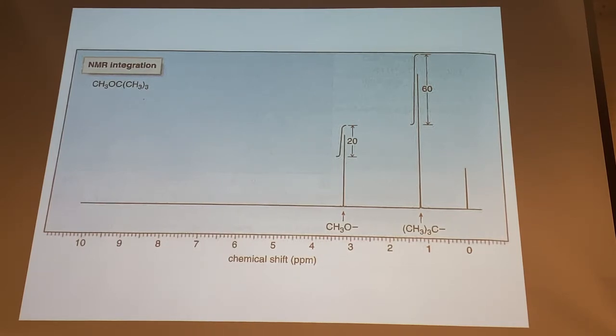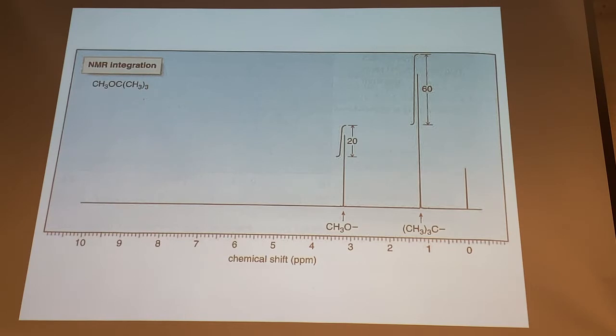Oftentimes what you do is just take the lowest integral and divide it by the higher one, and you'll get the ratio. And what would that be? 3 to 1, right? Now that's just the ratio. Sometimes you have to think, well, my smallest one isn't just one hydrogen in the structure, it's actually 3 hydrogens. So the true ratio is what? 9 to 3, okay?